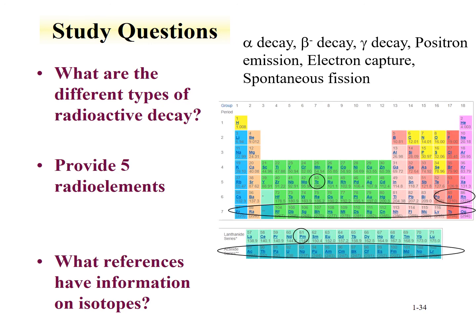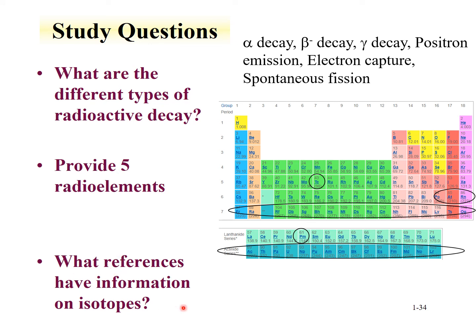Provide 5 radioelements. The radioelements on the periodic table are shown here. There are 2 radioelements that are lighter than bismuth: technetium and promethium. And then every element above bismuth, starting with polonium and ending with oganesson, is radioactive.